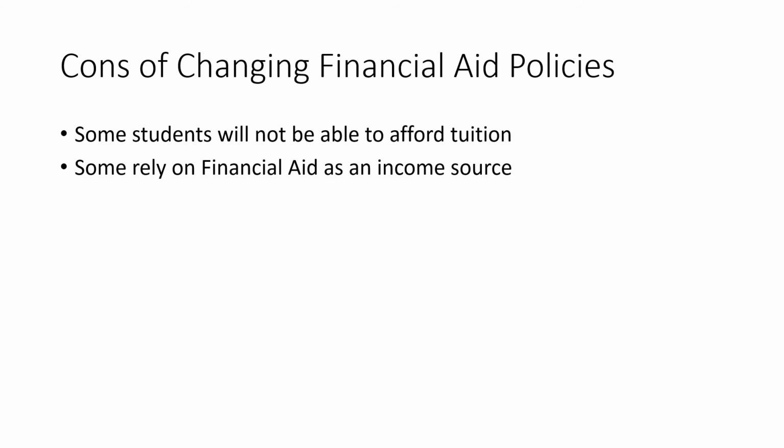With changing it, we also get less business and income for the university. So if you limit the amount that you're giving out to students, you may limit the number of students that you get to come into the university. So that's a con for the university, but it's still doing the student the right way if you are making sure that they do not go into debt for the rest of their life or an extended period of time.